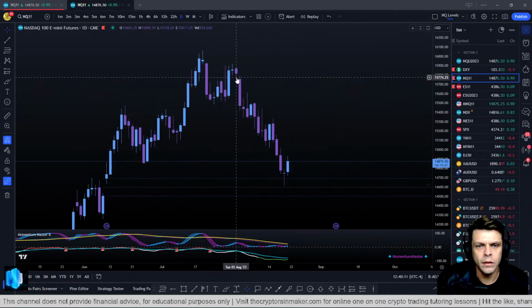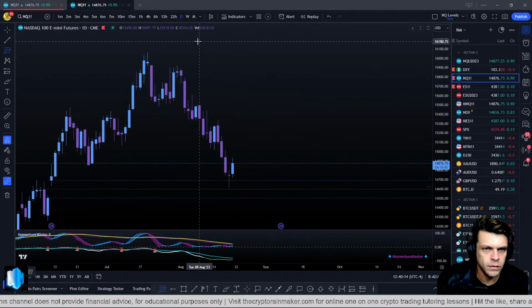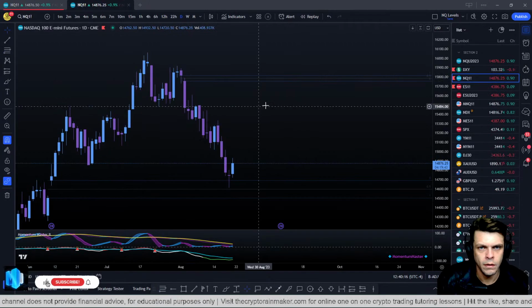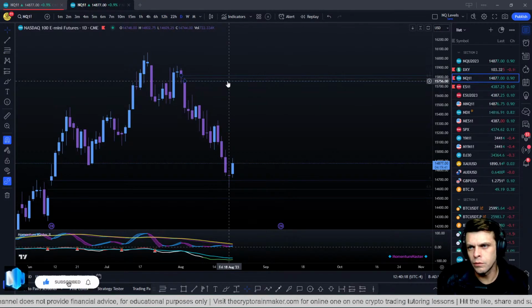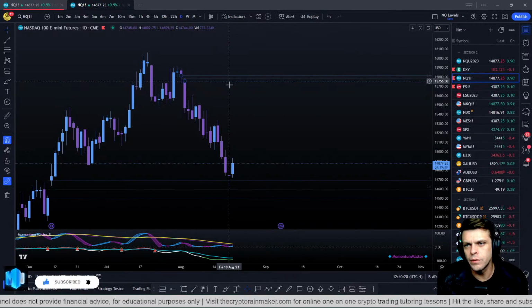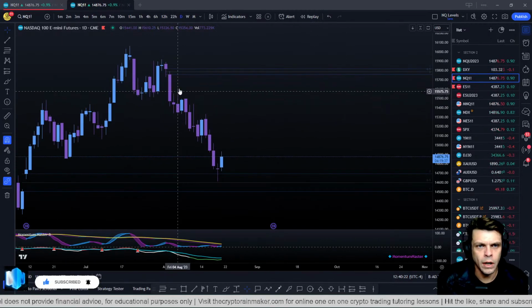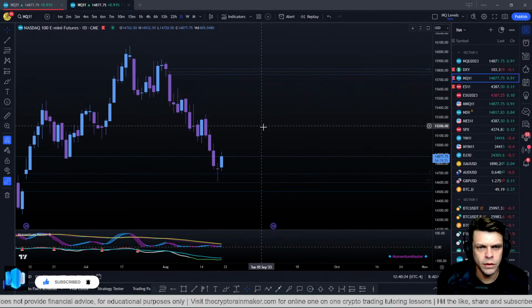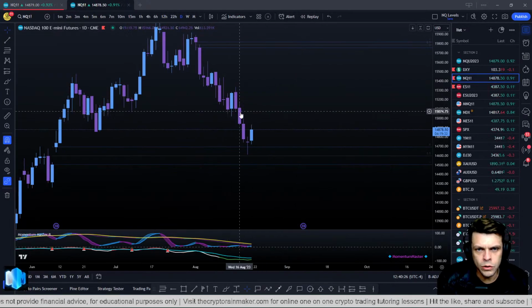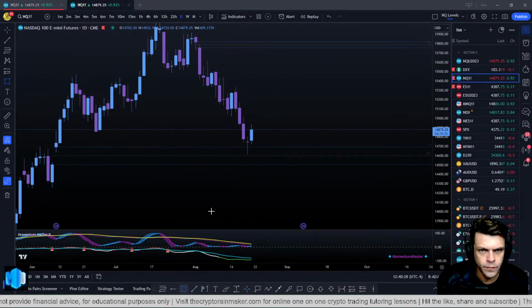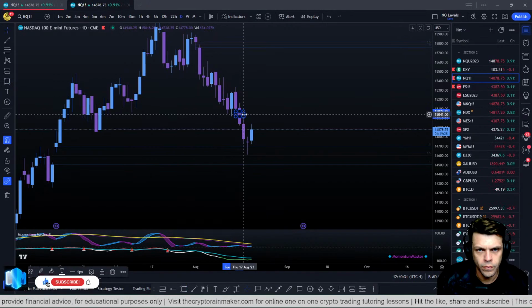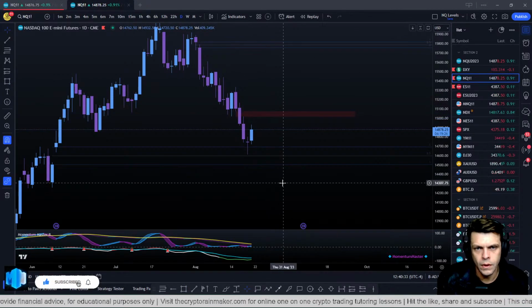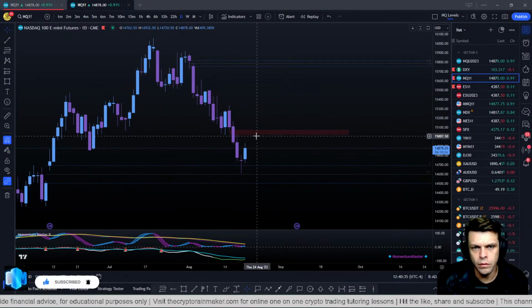And then right here at the top we have another one, just a little bit smaller. So this one starts at around 15,756. And then we have some highs right here. Let's just see if there's any imbalances. We have one right there. So that is our daily fair value gap.